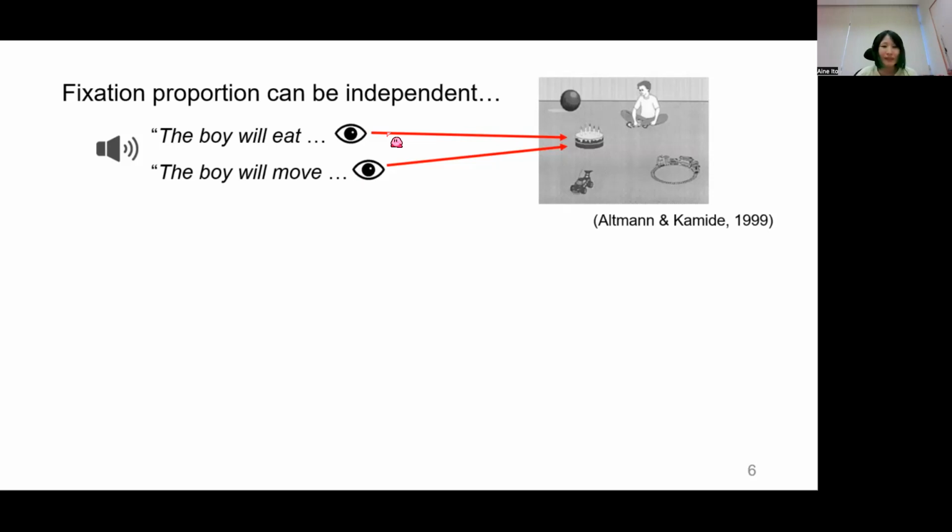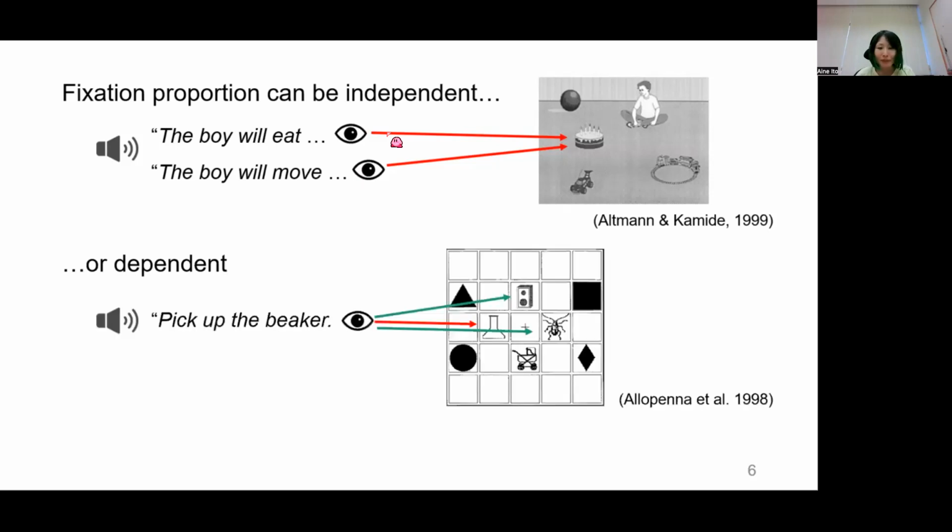Compare that with another study where the fixation proportions can be dependent. In a study by Allopenna, they created a sentence like "pick up the beaker," and participants saw pictures of a beaker, a speaker, a beetle, and a carriage. When we want to compare fixation proportions to the beaker and speaker or beetle in this setting, these are dependent, because if you are looking at the beaker, you are not looking at the beetle at the same time.